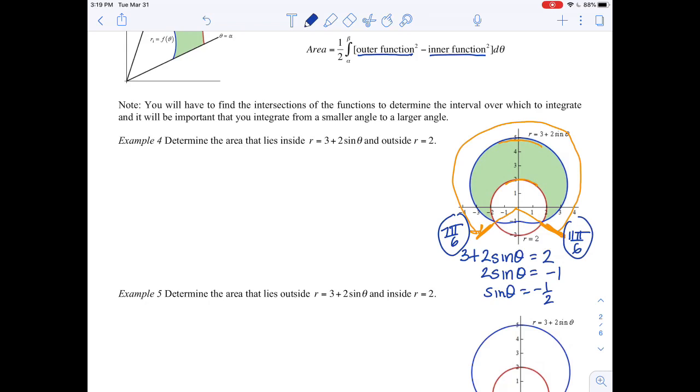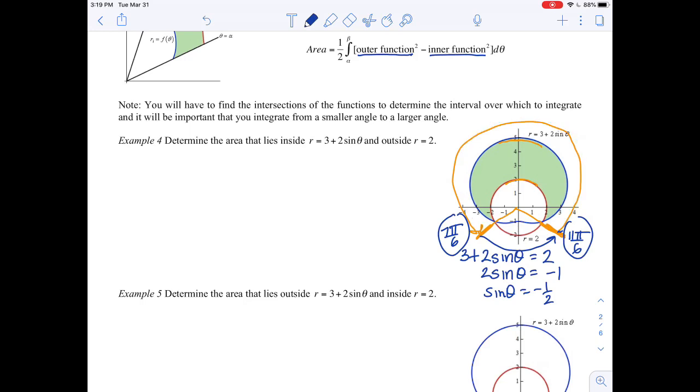If I were to set up my integral to go from 7 pi over 6 to 11 pi over 6, here's where the problem would be. That's as if I'm rotating in that section that I don't want to be rotating in. I need to make sure that my lower bound is at this location and I'm rotating all the way around through to get to 7 pi over 6.